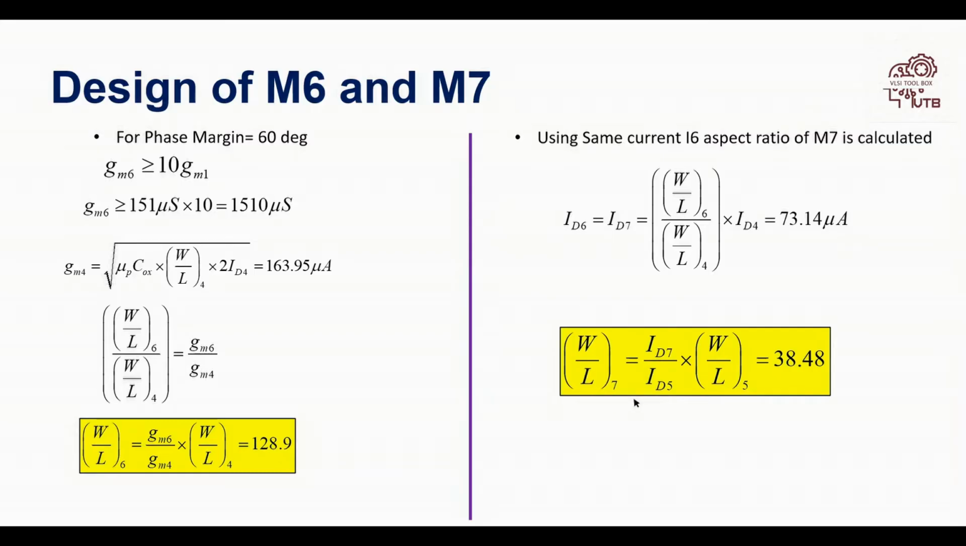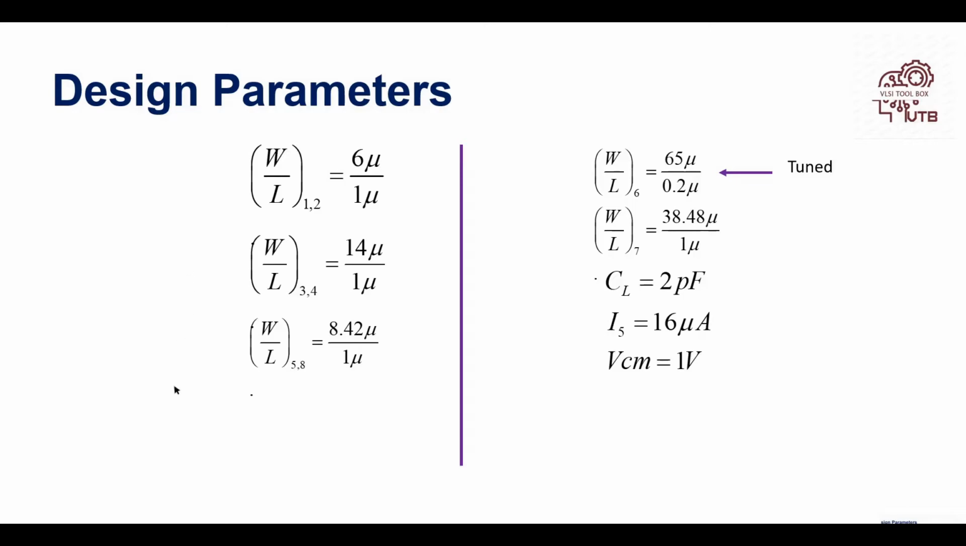So this is the final W by L ratio of all the MOSFETs used in the two-stage op-amp, with the corresponding load capacitance and bias current, and the common mode voltage used is 1 volt. W by L of 6 is further tuned to match the PDK value. So let's see how it works when it is fed to Cadence and see whether we can meet our specification or not. So let's go to the demo and see how it works.